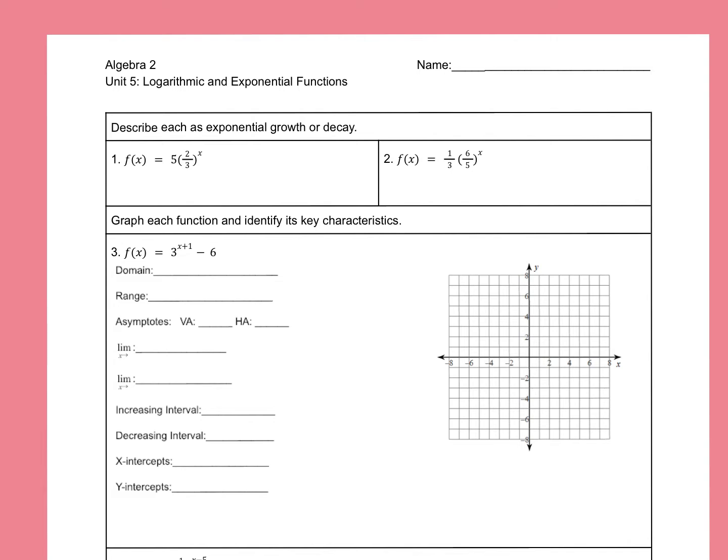All right, first off, describe each as exponential growth or decay. If we're looking at these, we just need to look at the base. So if the base is 2/3, I know that's less than 1, which would mean decay. Okay, if the base is bigger than 1, like it is right here, 6/5, that's going to be growth.